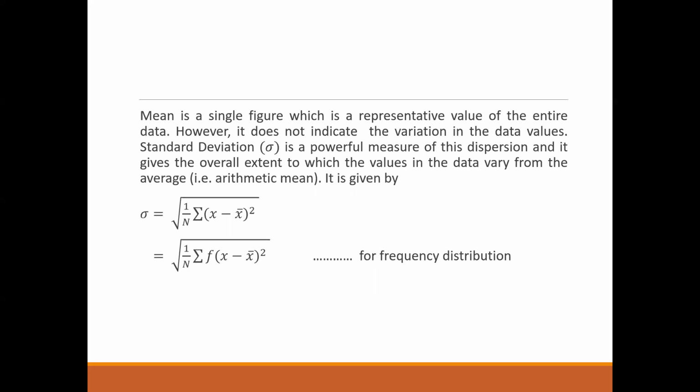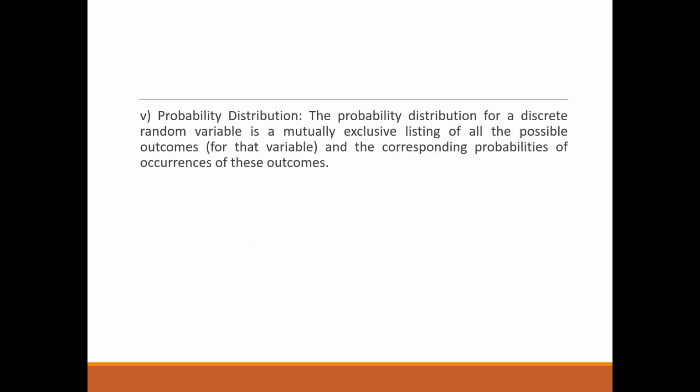Okay, we'll understand this better when we actually solve some problems later on. Let us go ahead. The next definition is on probability distribution. Now this is your variance, as I told, sigma square can be used here. Now what is a probability distribution? Now the probability distribution, as per the definition, for a discrete random variable is a mutually exclusive listing.